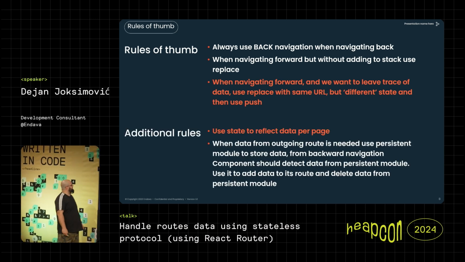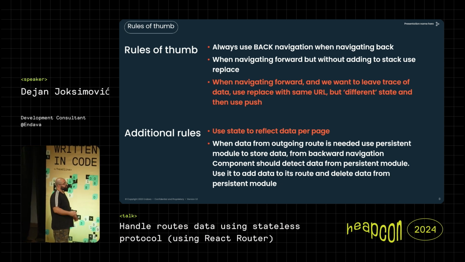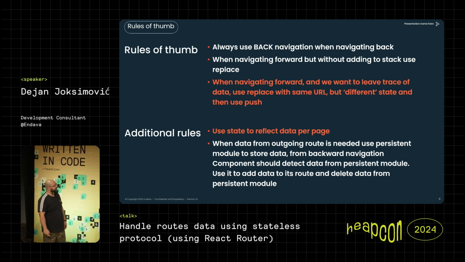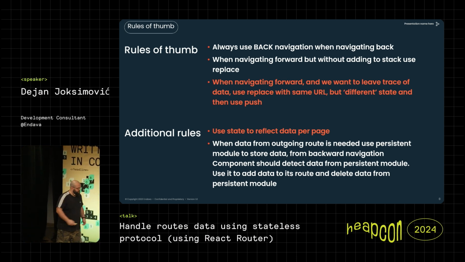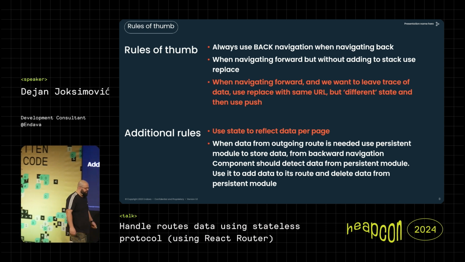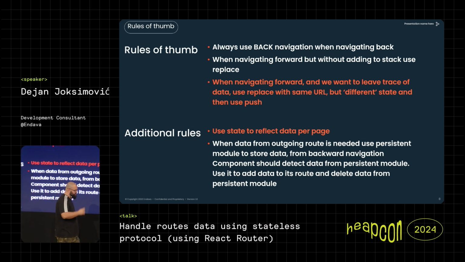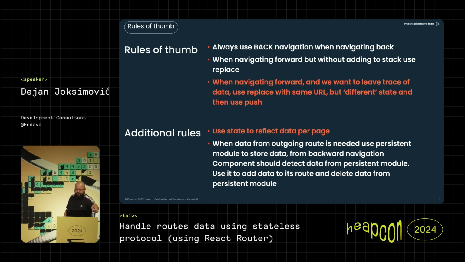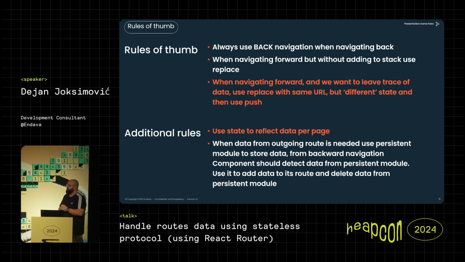And then we have these additional rules. The first one is also part of the main problem solution. The main solution of the problem: use the state to reflect data per page, on page. So if you use React Router, we have a certain route, a certain URL, which corresponds to a certain component. We have a React component which needs to react. React component that needs to react, no pun intended.